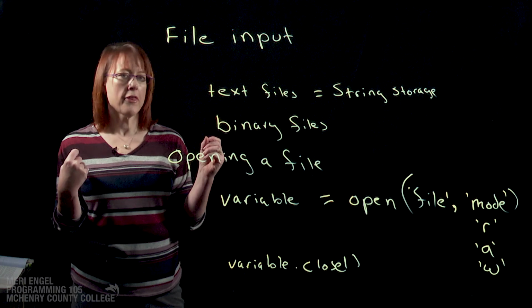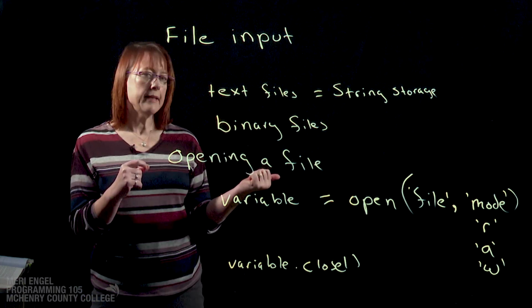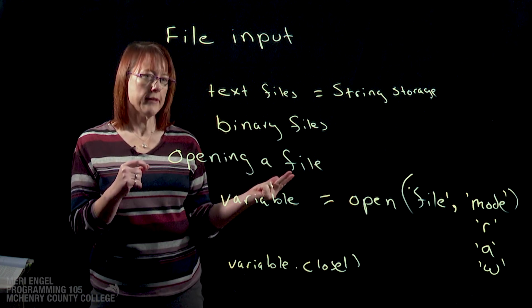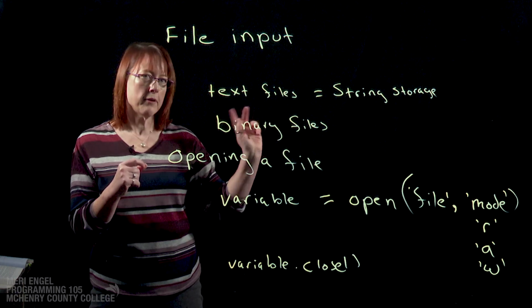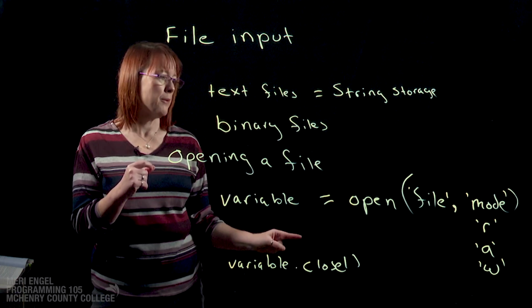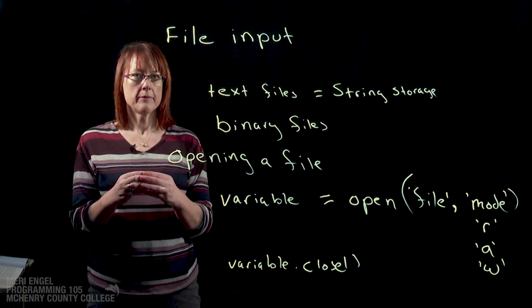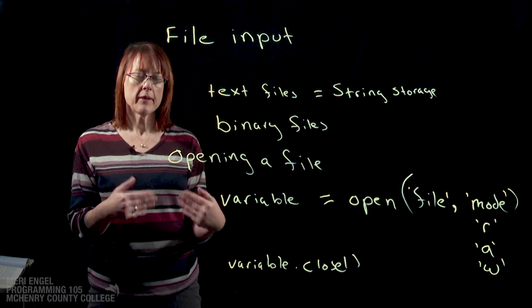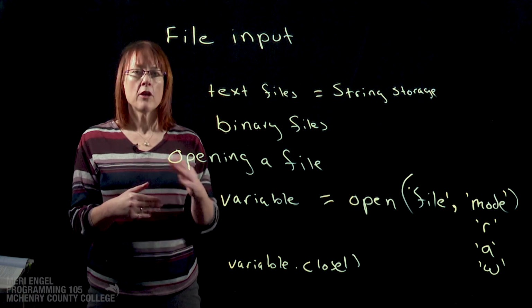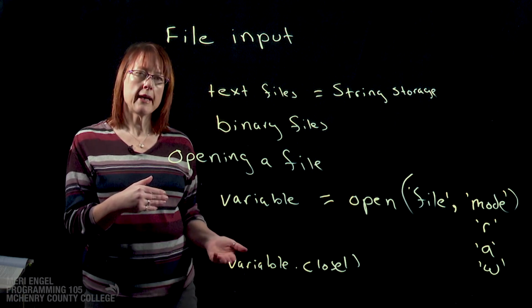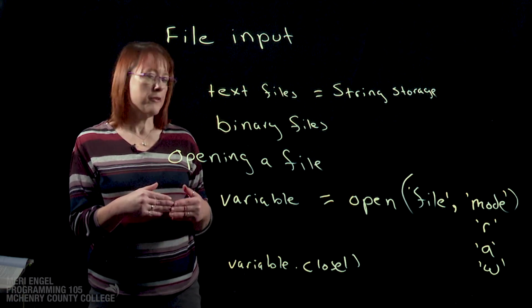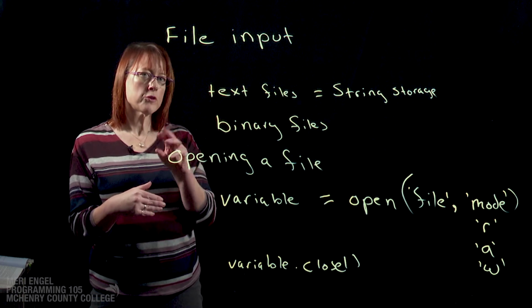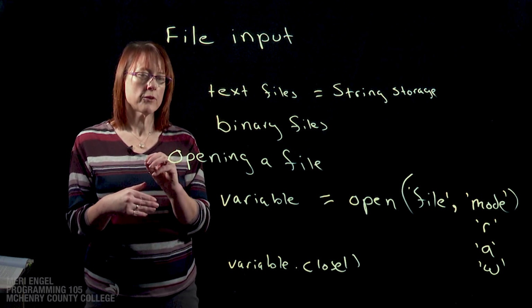And then we have to tell Python how we are opening the file. We have three options: read, append, and write. And that gives you the acronym of RAW, if that helps you to remember it. So if you're reading a file, you can just get information from it. You don't make any changes to it. If you're appending a file, you're adding new information onto the end of the file. So you can change it, but you're not going to destroy any of the information that's currently there.